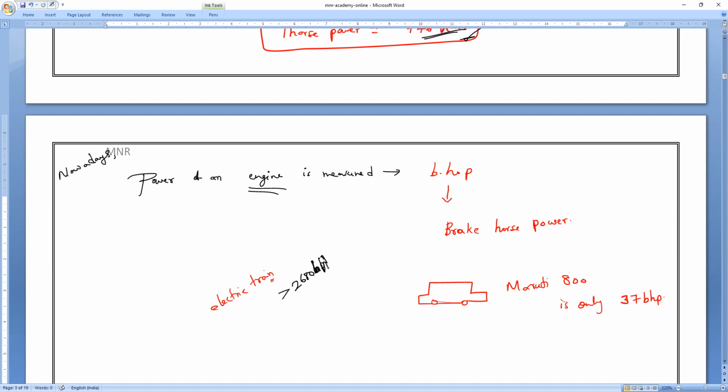Do you all understand what I am saying? More than 2680 BHP, brake horsepower, for the electric train. So who is greater, the power of a Maruti car or the power of an electric train? The electric train is greater. So BHP is a unit of power equal to 1 HP. Please remember, BHP, brake horsepower, is equal to HP, horsepower. Both are the same.